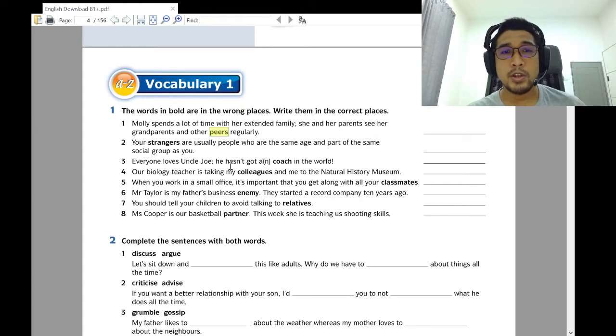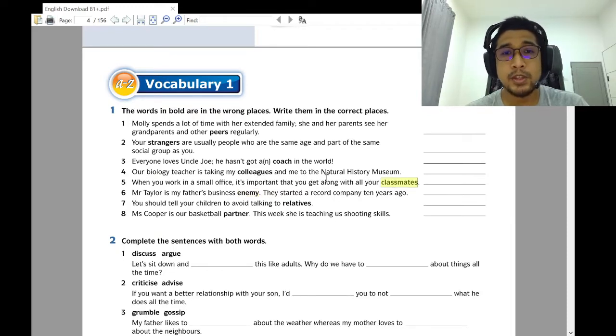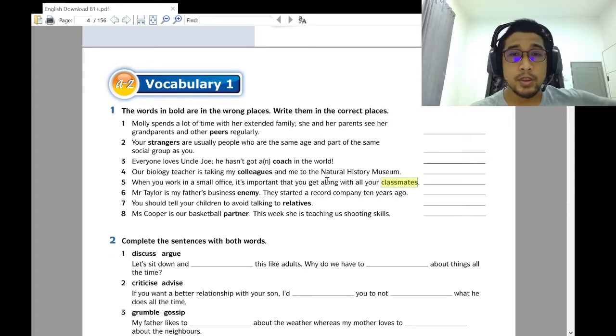Number 3, everyone loves Uncle Joe. He hasn't got a or an in the world. He hasn't got what? Everybody loves him. So he hasn't got an enemy. Very good. You got the right answer. Number 4, our biology teacher is taking my classmates, yes, and me to the Natural History Museum.